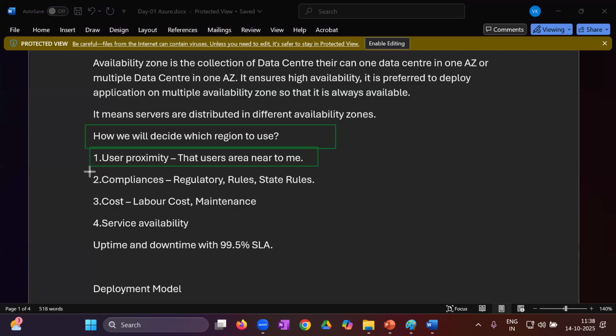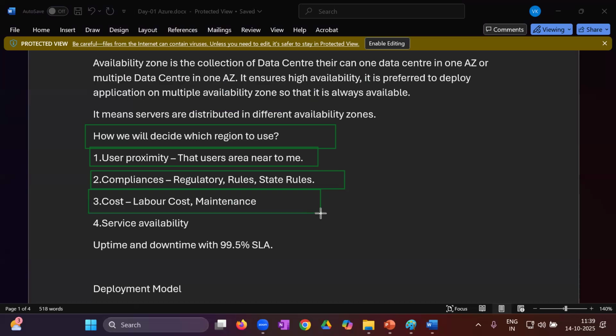Second is what? I will be checking for the compliances, all the regulatory rules, and state rules. If I want to upload everything to a server located in, let's say, Ukraine, and at present, what is happening in Ukraine? War. So I will not prefer it by any chance. If Russia has destroyed that particular data center, what will happen to my things? Right? So it depends upon all these other factors also. Correct? No?